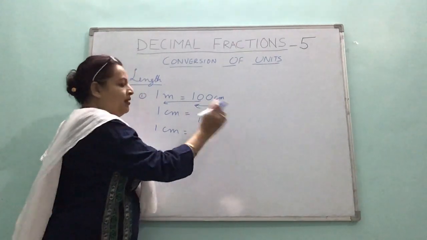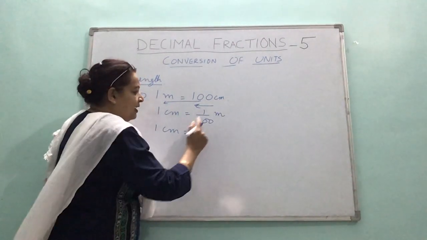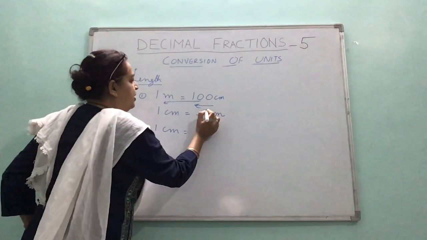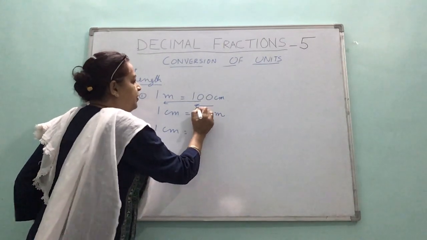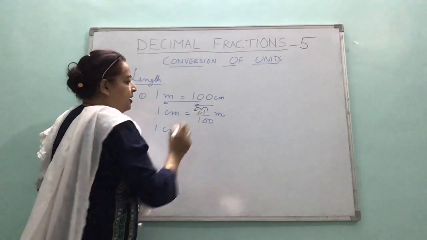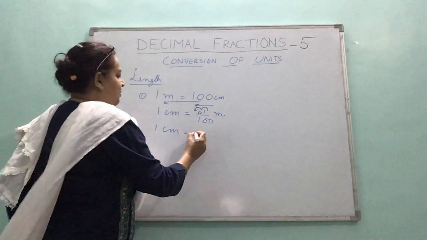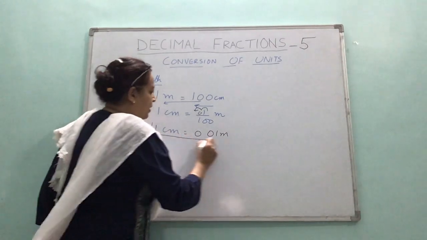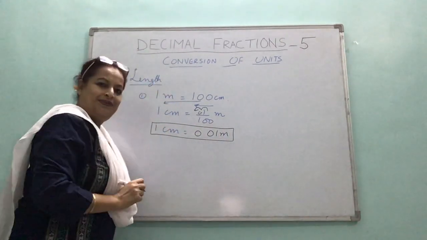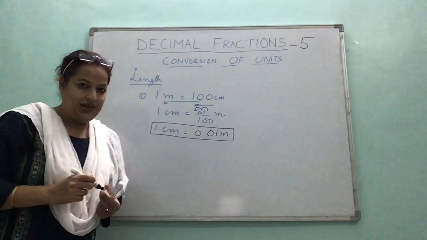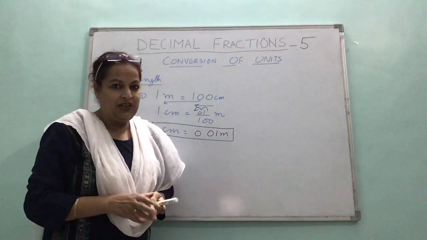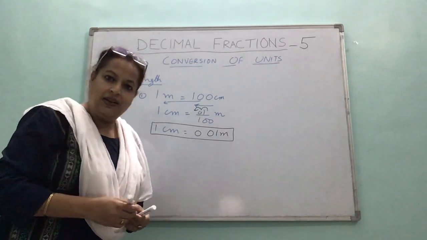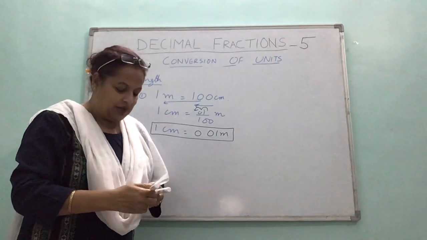So we move from right to left 2 places. When we shift 2 places, the decimal which is supposed to be here goes here and reaches here. Since there is no digit here, I put a 0 here. So 1 centimeter is how many meters? 0.01 meter. So this is what I will be teaching you today: certain common unit conversions which you may come across in the situations of word problems.